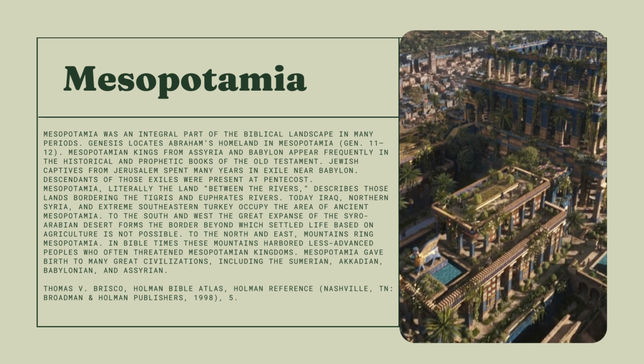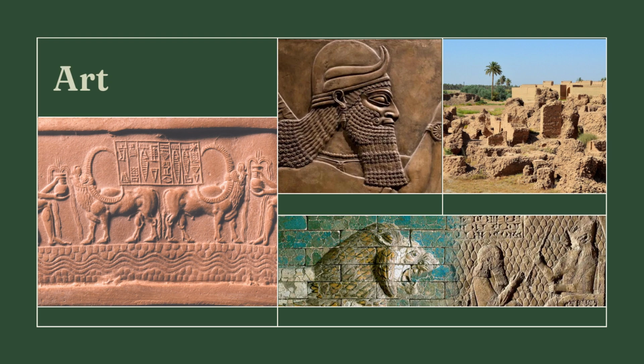So the majority of this area would be in what is modern day Iraq, northern Syria, and the extreme southeastern Turkey area of modern day. But this was ancient Mesopotamia. And so really what I want you to know about Mesopotamia is the geographical location, dealing with the Tigris and Euphrates, and I'll talk briefly about the Tigris and Euphrates here shortly.